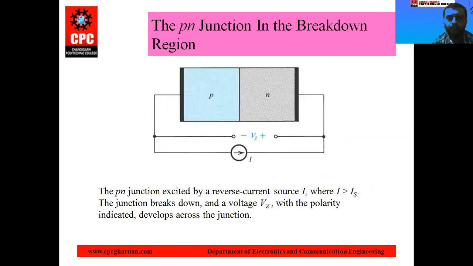Next is breakdown. Breakdown means that when a large amount of voltage is applied in reverse bias, after a particular voltage the current rapidly increases in the negative region. At that condition, the diode gets burned out and cannot be used again. That is known as breakdown.